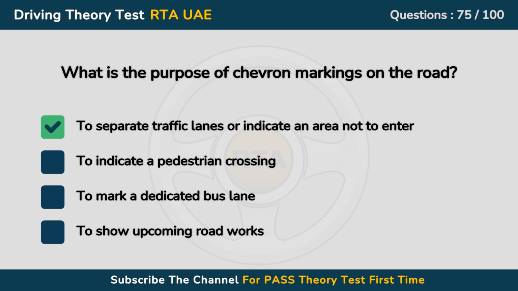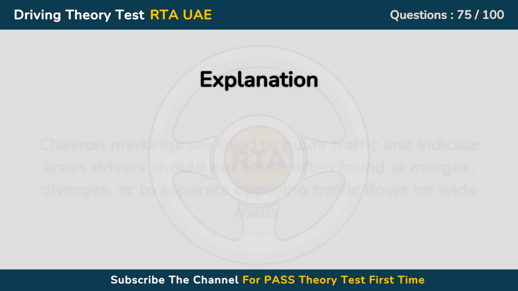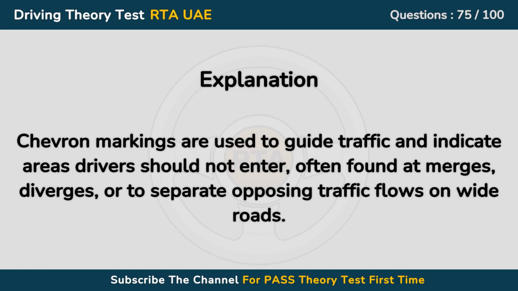Answer is A. To separate traffic lanes or indicate an area not to enter. Chevron markings are used to guide traffic and indicate areas drivers should not enter, often found at merges, diverges, or to separate opposing traffic flows on wide roads.